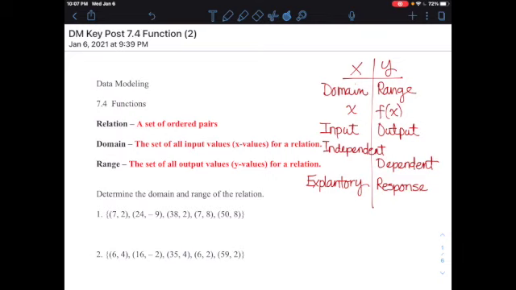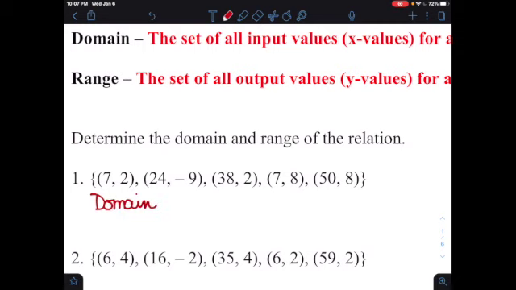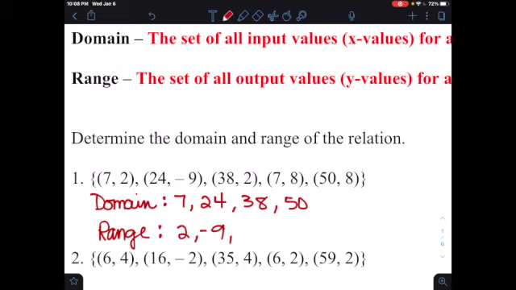The very first example is asking to determine the domain and the range. Don't forget, domain is before range, so domain is the x. Domain is 7, 24, 38, and then 7. You say, oh, Miss Wiesman, do I have to write it again? No, you don't. So that's 7, already written, and 50. And range is going to be 2, -9. Oh, 2 again, so we don't have to write it. 8 and 8. So that's your domain and that's your range. So this is your x, that's your y. So that's all you have to do for the ordered pairs.